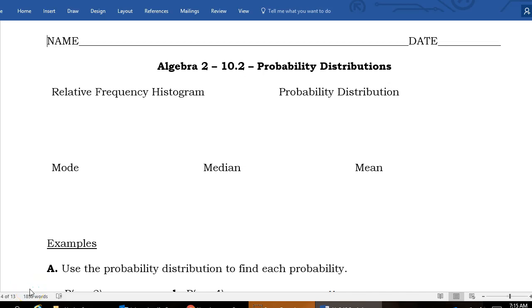This is Algebra 2, Lesson 10.2, Probability Distributions. So we talked about histograms in Chapter 9. A relative frequency histogram is going to be similar. It's like a bar graph, but rather than showing how many there is in each bar, it's showing you a percentage relative to the total.